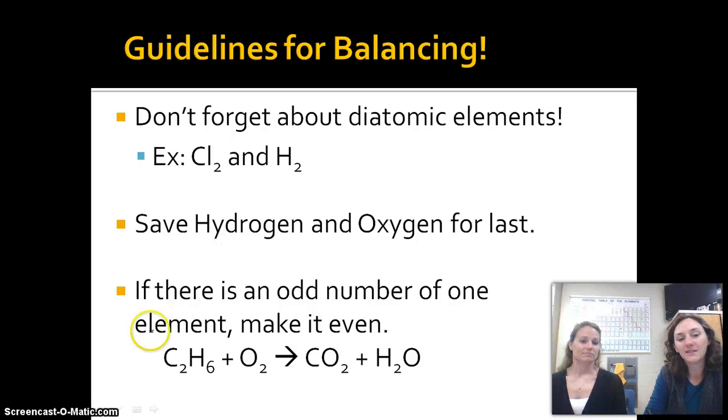All right, so what do we do first? We're going to start with carbon. So we've got carbon, there's 2, and we put a 2 there. Now we go to hydrogen and oxygen. Do hydrogen first, leave oxygen for last.